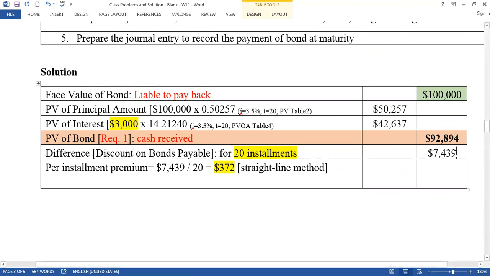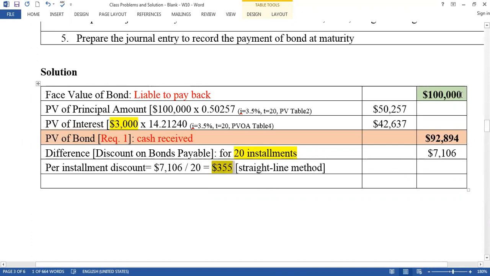What is the amount of the difference? The difference is 7106. So this is a deep discount. Look, you receive less money, but in the future you have to pay more money. Now this difference is the discount on bonds payable for 20 installments. So we have to calculate the per installment discount. So this $355 you have to pay additionally.